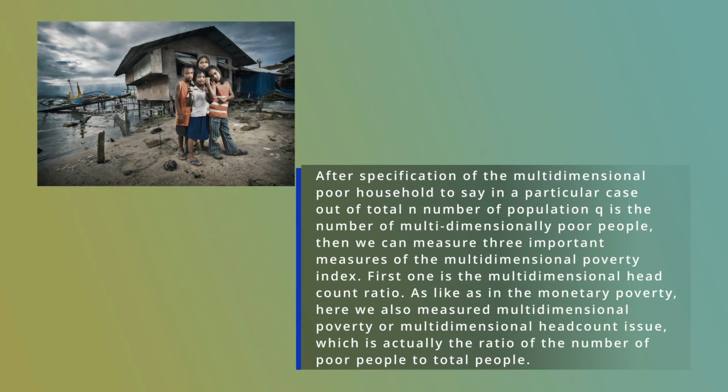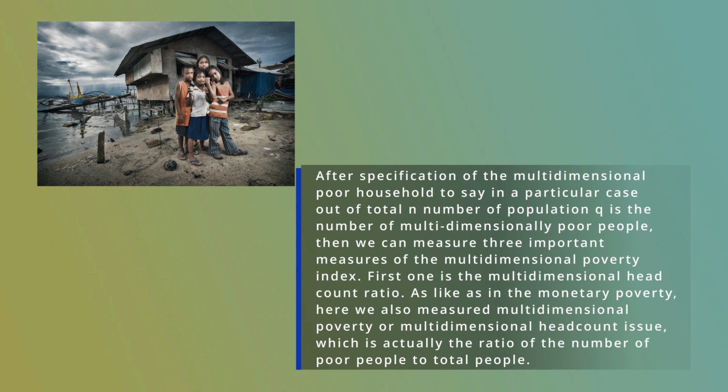After specification of the multidimensionally poor household, say in a particular case, out of total N number of population, Q is the number of multidimensionally poor people. Then we can measure three important measures of the multidimensional poverty index. First one is the multidimensional head count ratio.